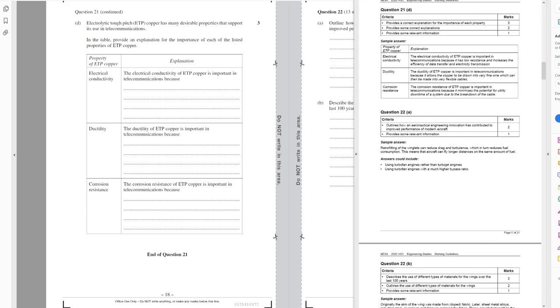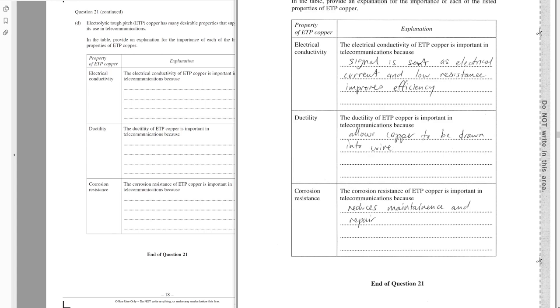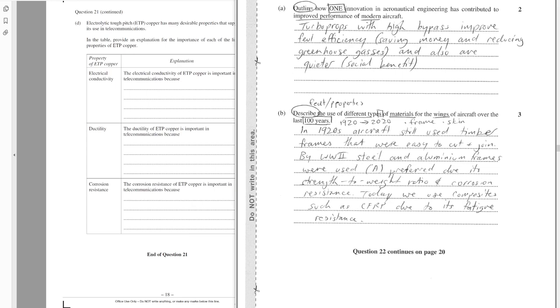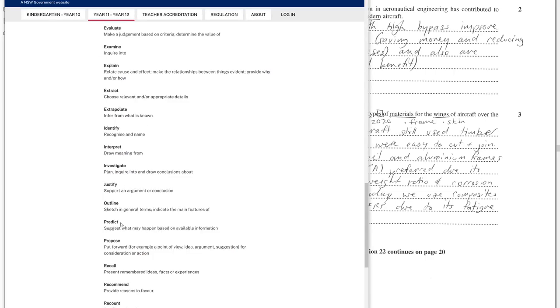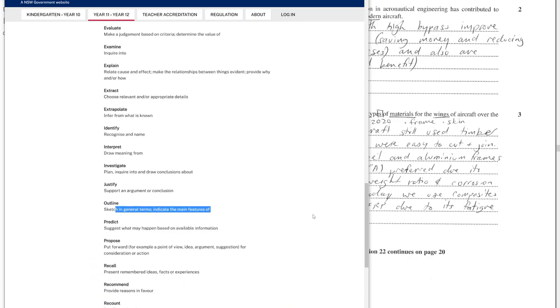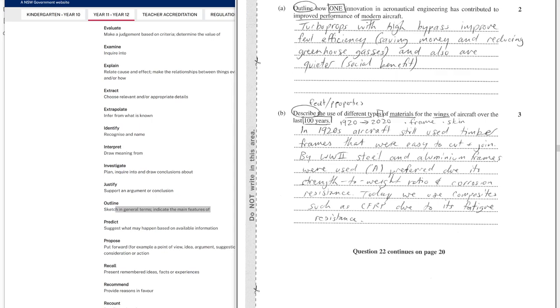Okay, outline how one innovation in aeronautical engineering has contributed to the performance of modern aircraft. What did I write? Okay, so I've circled the word outline. We just talked about outline. Do you remember what it was? We just looked at it. Sketch in general terms, indicate the main features of.